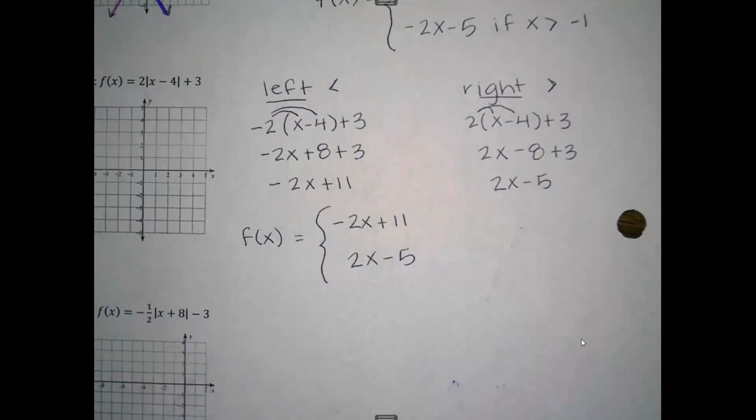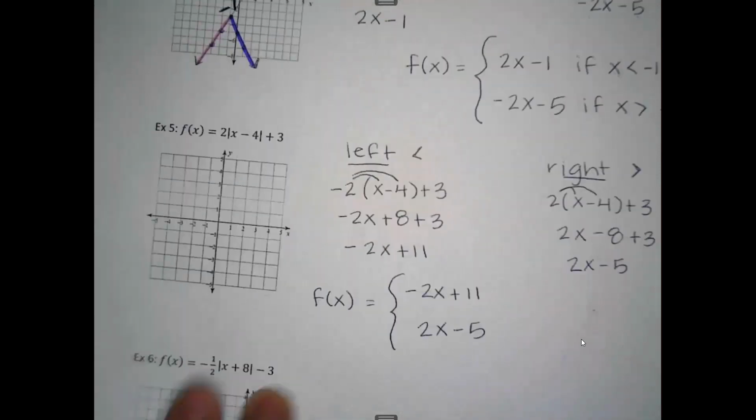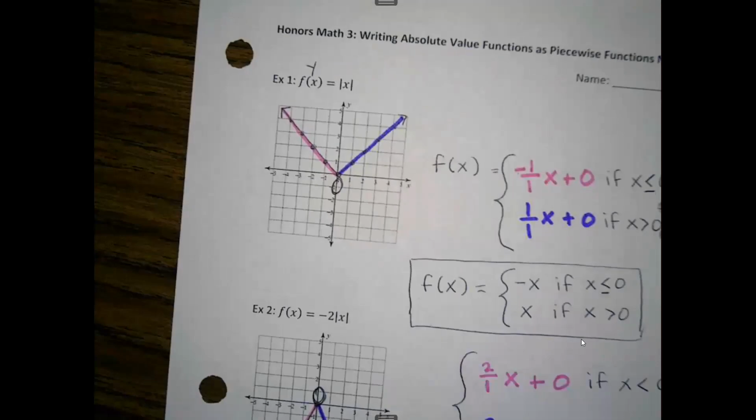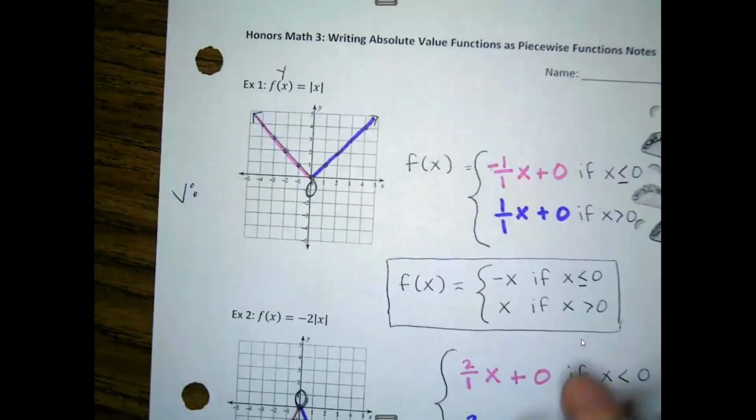Example 1 and 2 aren't going to help us find it very well, but example 3 and 4 are really going to be helpful. So let's go back to the front of our page. I'm going to grab another color marker. Here's what I want you to do off to the side. Tell me what the vertex is for number 1.